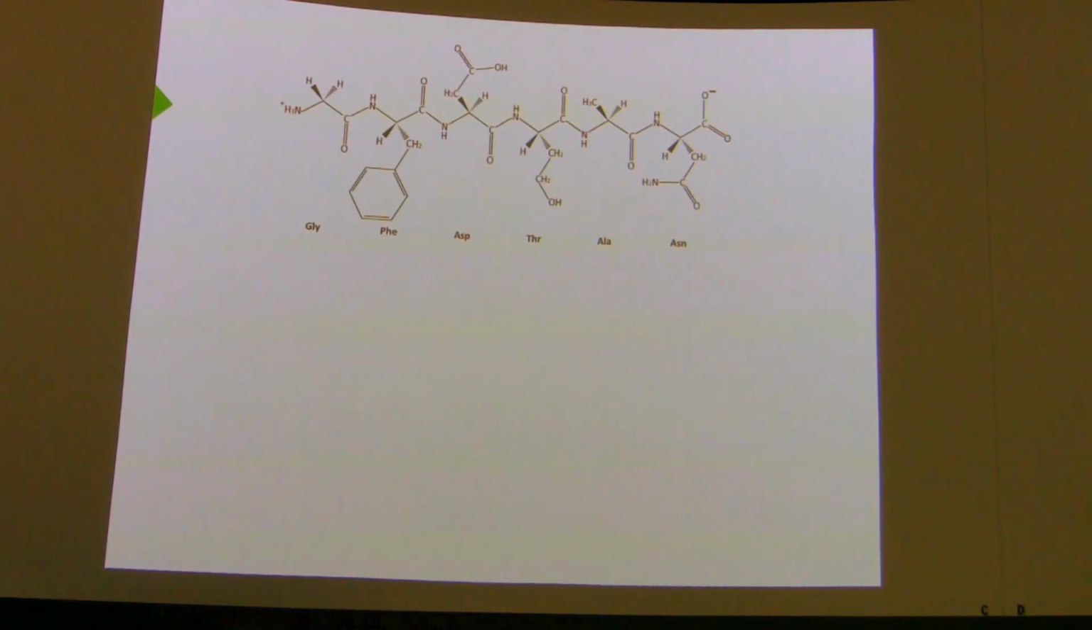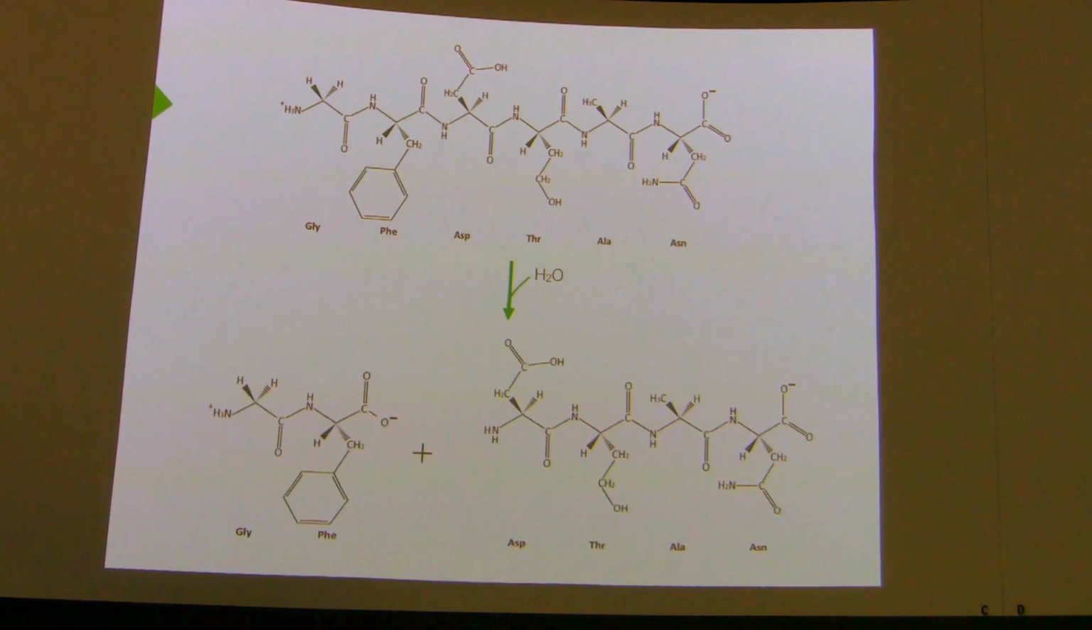And chymotrypsin, if we had a polypeptide chain that looked like this, glycine, phenylalanine, aspartic acid, threonine, alanine, asparagine, what we would see is that in the presence of the enzyme and in the presence of water, the bond on the carboxyl side of phenylalanine is cleaved. So I said phenylalanine, tryptophan, tyrosine. Okay? The result of that is we started with one polypeptide chain on the top, and we now have two polypeptide chains on the bottom. Okay? So that bond has been broken.